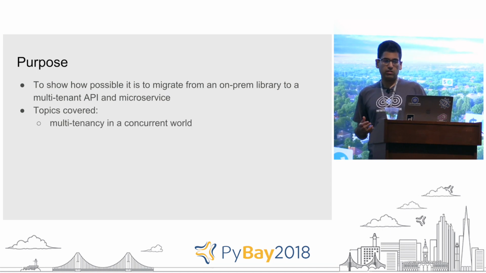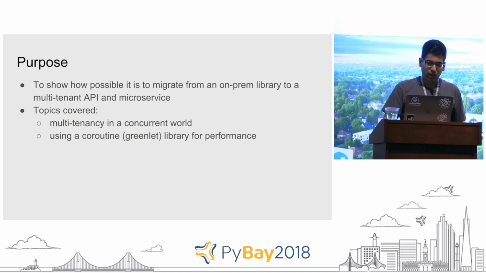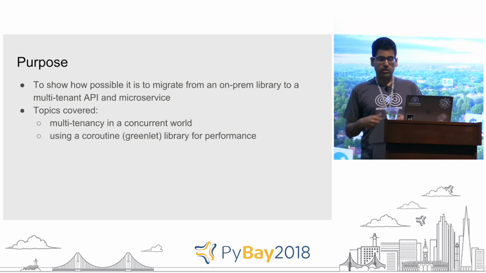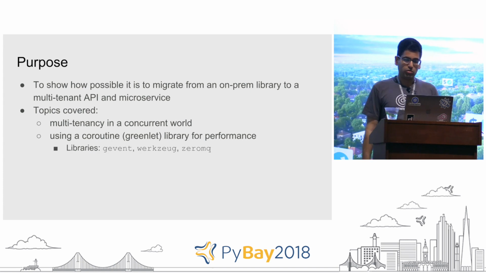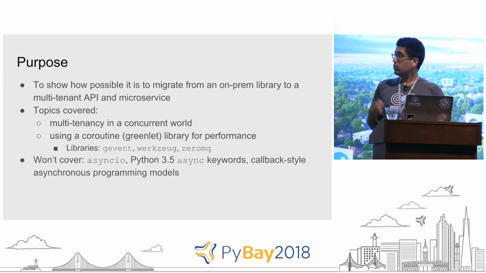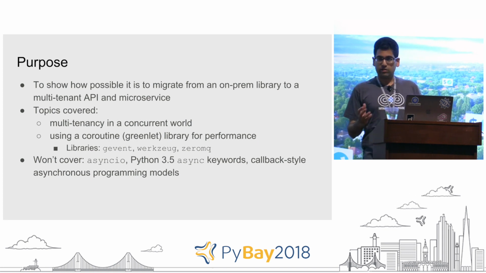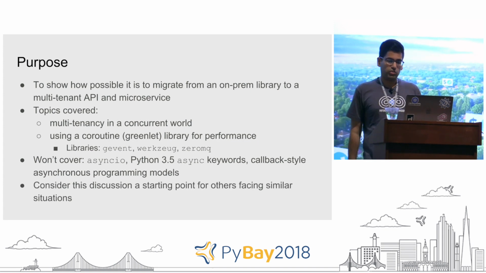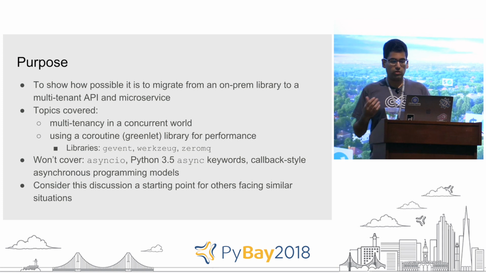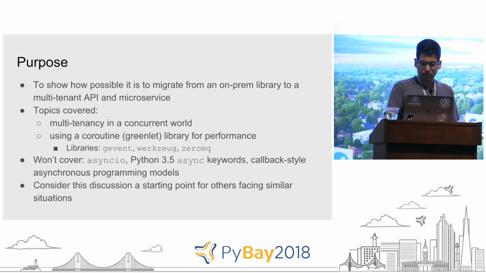We're going to talk about multi-tenancy in a concurrent world, and also using a coroutine library, in this case, Greenlets, for performance. We're going to use these three libraries, gevent, Werkzeug, and ZeroMQ today. We won't cover asyncio or any of the new Python 3.5 async keywords or any callback-style asynchronous programming models. Consider this discussion a starting point for many other people who are facing a similar situation where you have an on-prem library, an on-prem application that you then need to cloud enable.